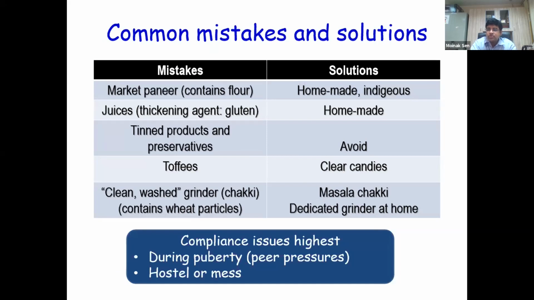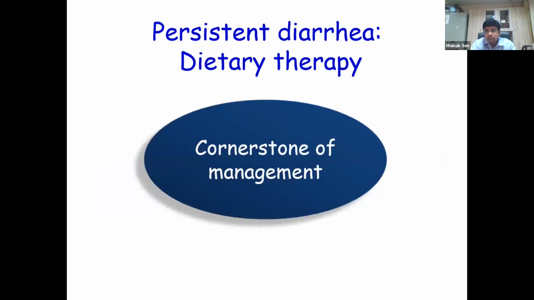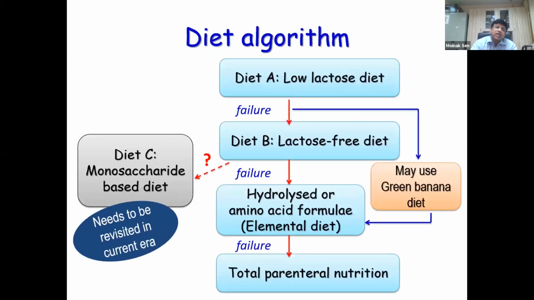The compliance issues are going to be highest during puberty and when the child moves to a hostel or a mess where a gluten-free diet cannot be ensured. In persistent diarrhea, dietary therapy is the cornerstone of management. In that, you have a diet algorithm: a low lactose diet, a lactose-free diet, hydrolyzed amino acid formula, and sometimes you may use a green banana diet.